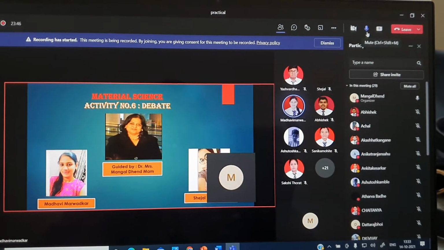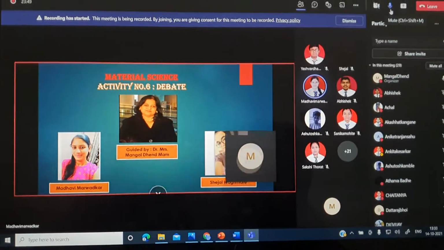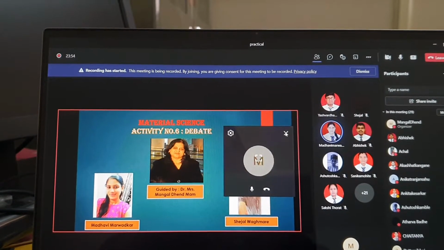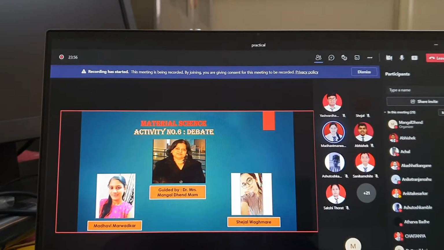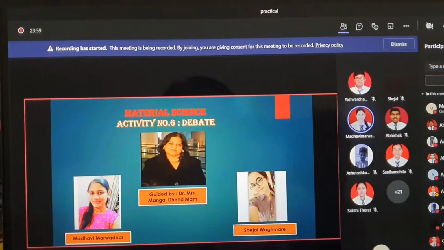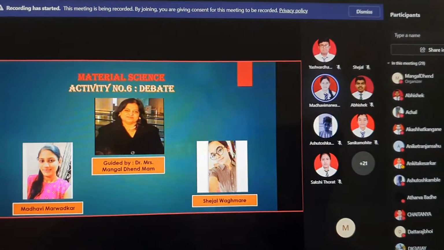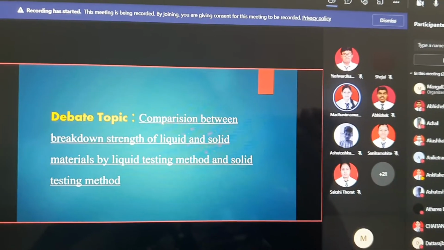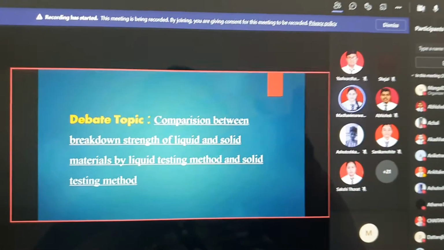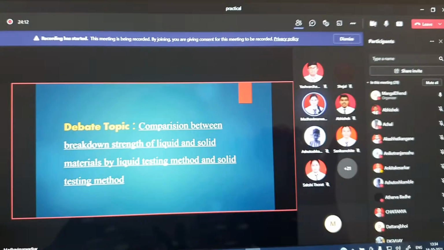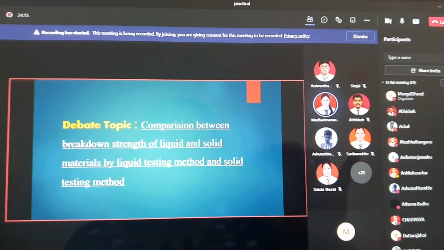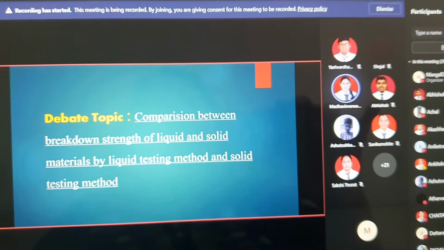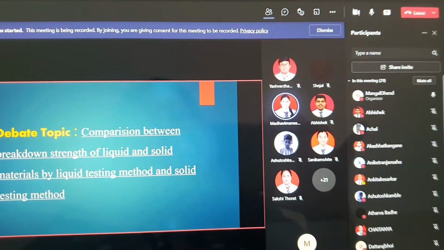Today, myself Madhvi Marvatkar and my friend Sejal Wagmare are going to present our activity number 6 of Materials Science, which is a debate, and we are guided by Miss Mangal Then ma'am for this activity. Our debate topic is the comparison between the breakdown strength of liquid and solid materials by the liquid testing method and by the solid testing method. Actually, it is a comparison between 2 points, but Sejal and I try to make it a debate, and we try our best. So over to you, Sejal.